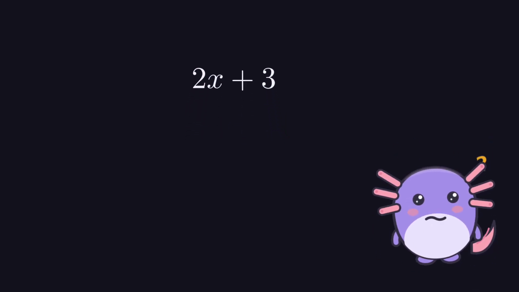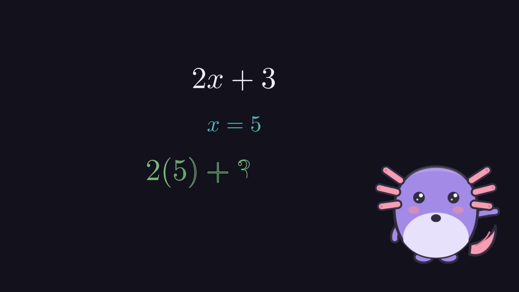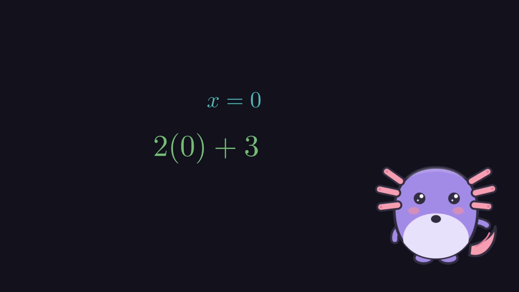Let's test it out. Suppose x equals 5. We replace x with 5 everywhere we see it. So we get 2 times 5 plus 3. 2 times 5 is 10, and 10 plus 3 is 13. Change the input, and the output changes with it. If x is 0, 2 times 0 is nothing, so we are left with just 3.